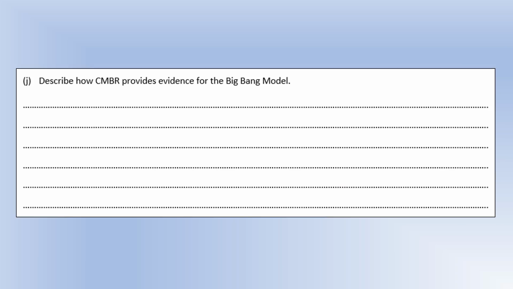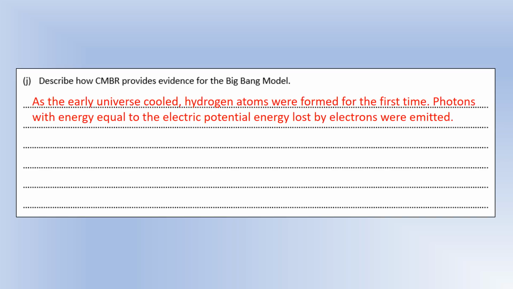So this model was disputed for a very long period of time, so scientists had to collect evidence to support their hypothesis, and one of them is CMBR, or cosmic microwave background radiation. This is radiation formed when the first hydrogen atoms were formed, essentially when the universe had cooled enough that the electrons and the protons were low enough energy to form an atom for the first time. So when the electron combined with the proton to form an atom, it lost electric potential energy and it therefore emitted photons. So there is evidence of this process occurring.